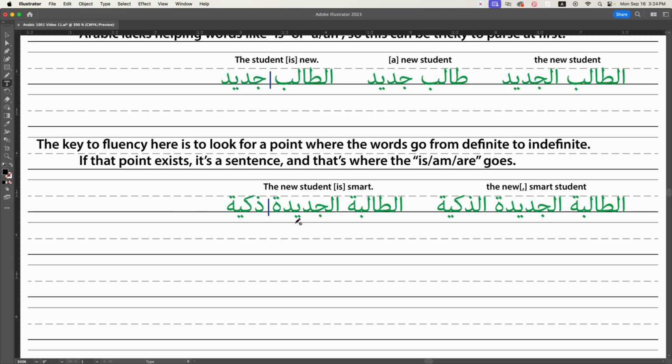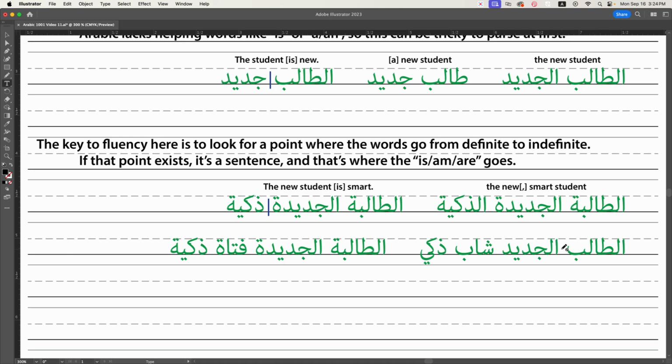But the key here is to identify whether there's a point that we go from definite to indefinite, and then the is, am, or are is going to go there. And if you can't find that point, it's not a sentence. It's an ism sifa. It's a phrase. So here's a couple other examples.